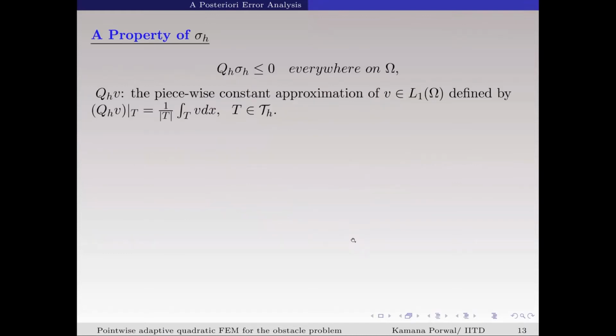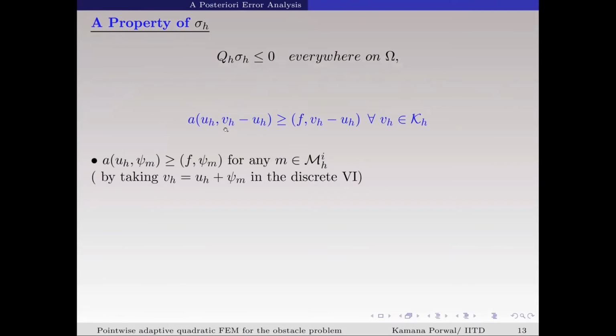Now the discrete Lagrange multiplier sigma_h satisfies this sign property, which is crucially used in the analysis. If we denote by QH the L2 projection operator onto the space of piecewise constant functions, then we have that QH sigma_h is non-positive in the whole domain. Now let's see how we obtain this sign property of QH sigma_h. We take the test function VH as UH plus psi_m, where psi_m is the basis function associated with the midpoint of the edges, and we use the discrete variational inequality to obtain this relation.